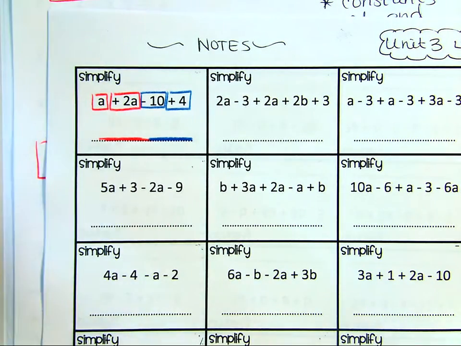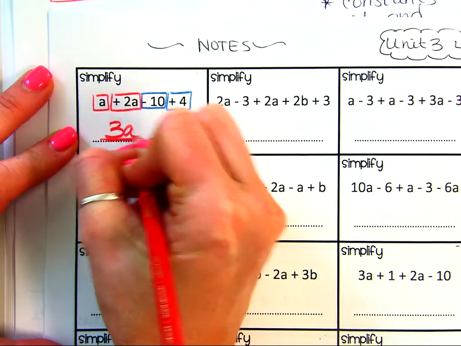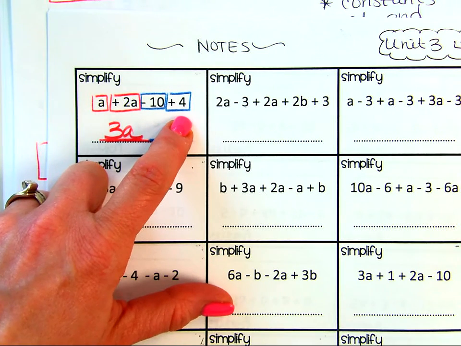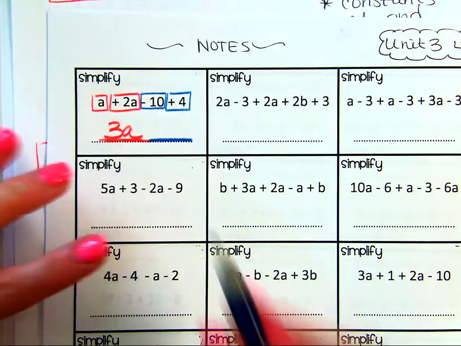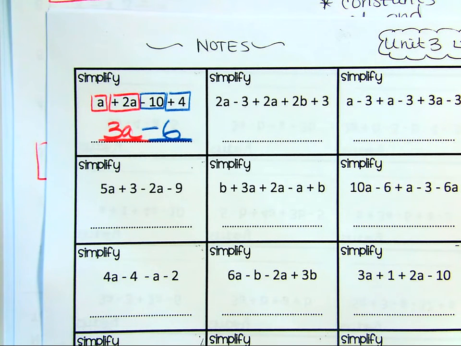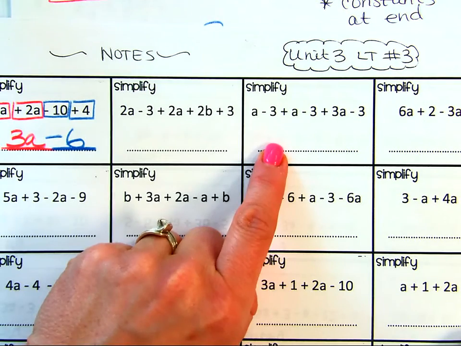So what is A plus 2A? 3A. Not much to that. Negative 10, but positive 4. Good. Negative 6. Okay? Step 1. I'll be happy if you know when to add and when to subtract, right? Okay? Let's skip over to this column, this one right here.